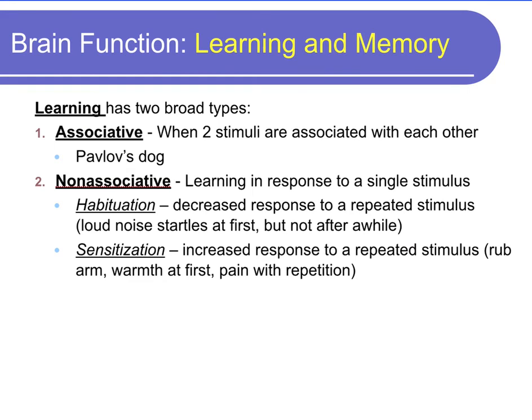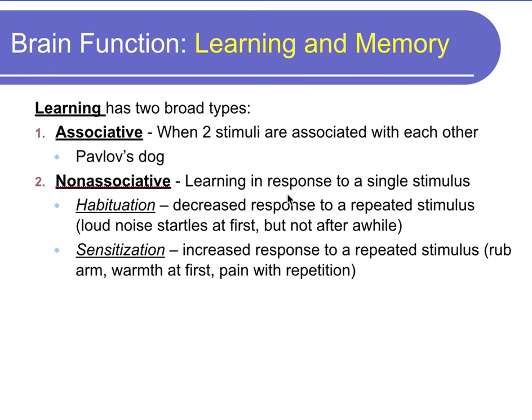Okay. Learning and memory. Obviously, that's an important function of the brain. And there are two broad types of learning. We have associative and non-associative. Associative learning is when you are going to associate two stimuli with each other. And the classic example is Pavlov's dog. This is where the scientist would ring the bell and give the dog food. And the dog would learn to associate the bell with the food. So eventually, when the dog just would hear the sound of the bell, they would know that food was coming, so they'll start to salivate.